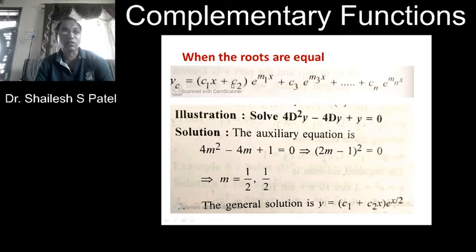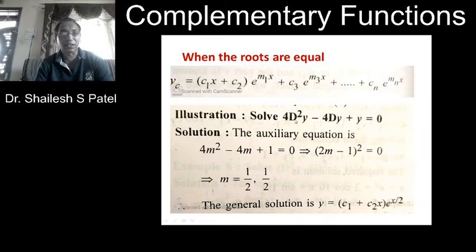If three roots are equal, then we can write this as c1x square plus c2x plus c3. So the number of constants is exactly equal to the number of roots. Let us see one example, where we are given 4D square y minus 4Dy plus y equal to 0. So the auxiliary equation or characteristic equation can be written as follows. Note that we can also call the characteristic equation an auxiliary equation.